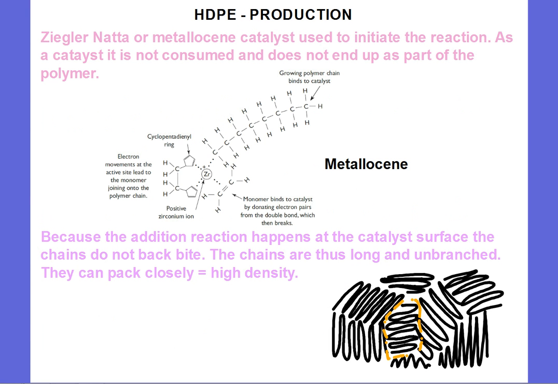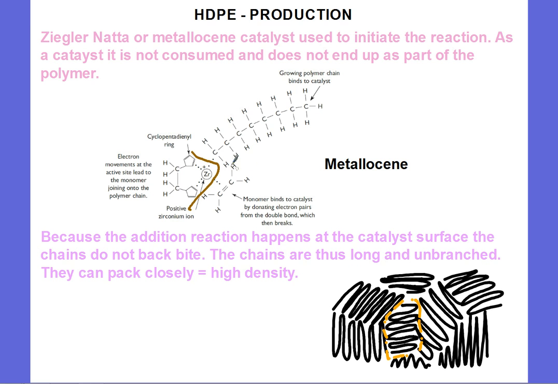Next we have HDPE production. We use a Ziegler-Natta or a metallocene catalyst, which is used to initiate the reaction. Because it's a catalyst, it is not consumed in the reaction, and it is not part of the polymer chain, it gets reformed at the end.